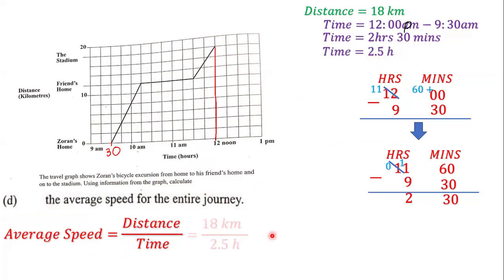And so what we do is we say 18 kilometers divided by 2.5 hours. When we divide these two, we get 7.2 kilometers per hour. And so that means that the average speed for the entire journey is 7.2 kilometers per hour. And that's the answer to this question.